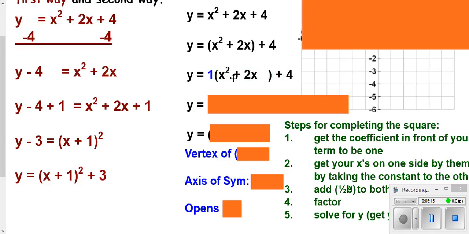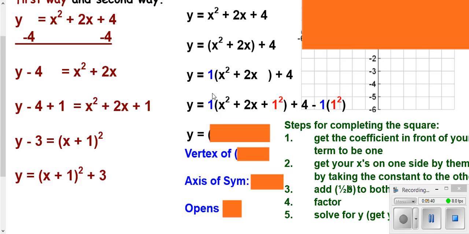So I'm going to go ahead and put a space after my x so that I can add something. Now I got to take half of 2 and square it. So half of 2 and square it is 1 squared, or 1. Now if I add something on the right side, I would then have to subtract it on the right side, because then I would have a net change of 0, because I'm just doing stuff to the same side. So then I'm going to have to subtract this 1 here times this red 1 squared here.